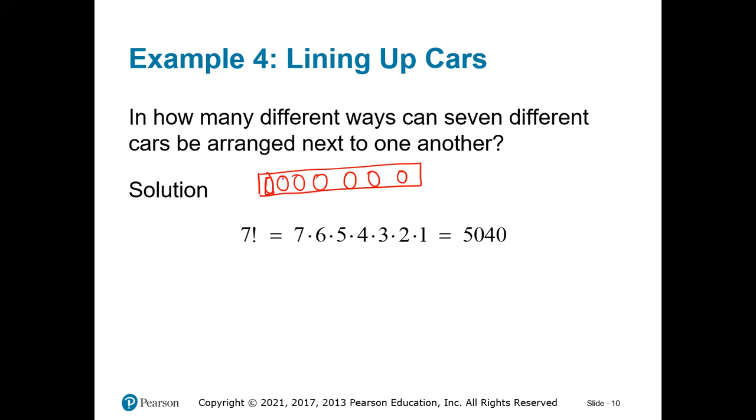For example, this is the blue car, this is the gray truck, this is the van, and this is the pickup, the yellow pickup truck, I don't know, whatever. You have 7 different cars, 7 different vehicles, let's say. In how many ways can you line them up? Well, you have 5,040 different ways. So you can just rearrange these things another way, and there you have another way, and so forth.